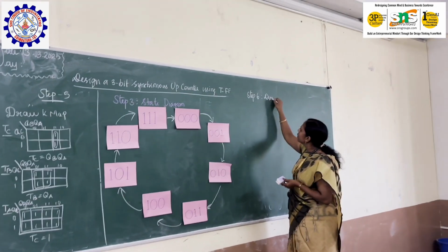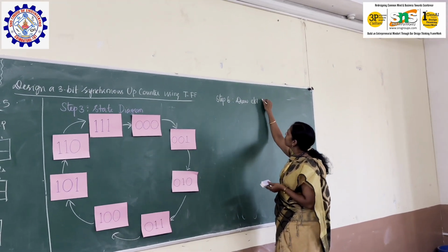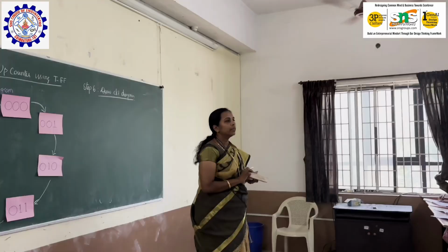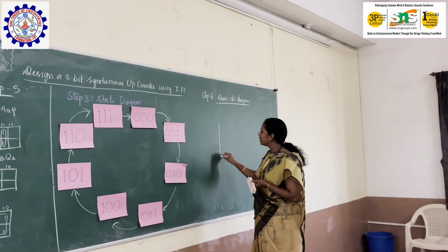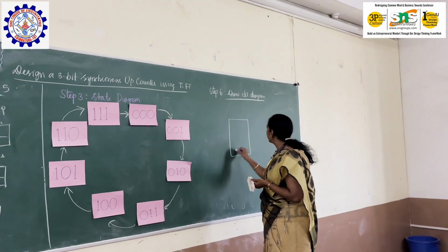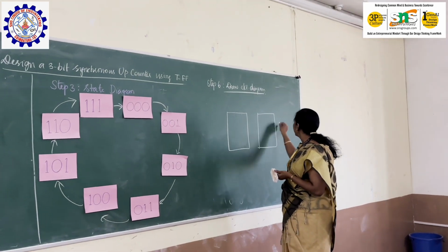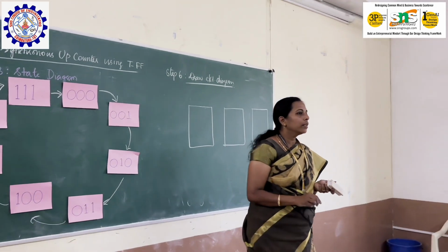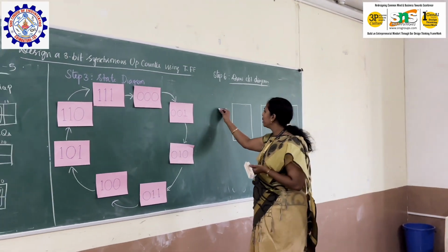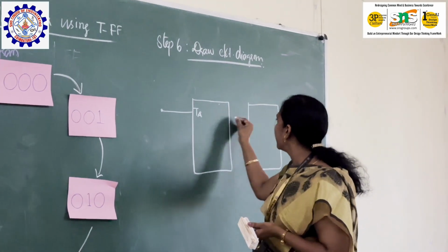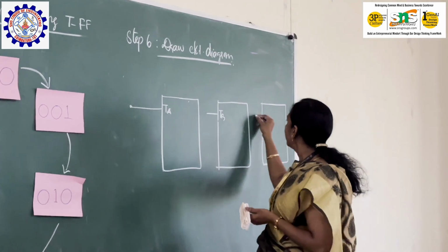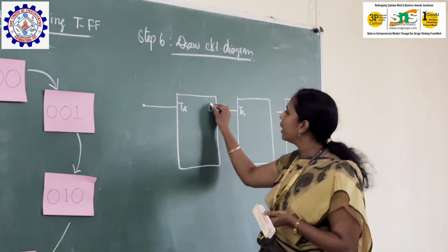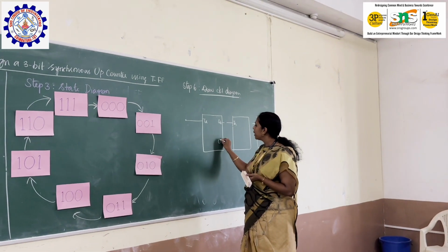Draw the circuit diagram. So listen here, 3 flip-flops. So I am drawing the 3 flip-flops, 1, 2 and 3. This is a T flip-flop, so I will be having only one input. Let me label them TA, TB and TC. And outputs as usual we will be having QA and here we will be having QA dash.